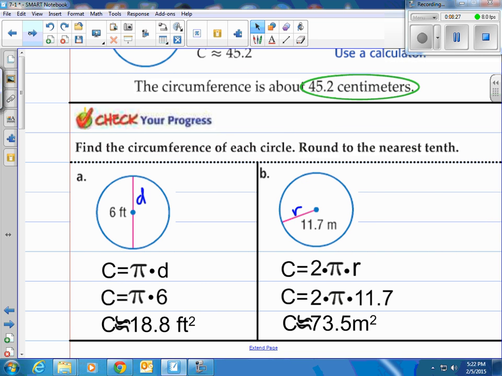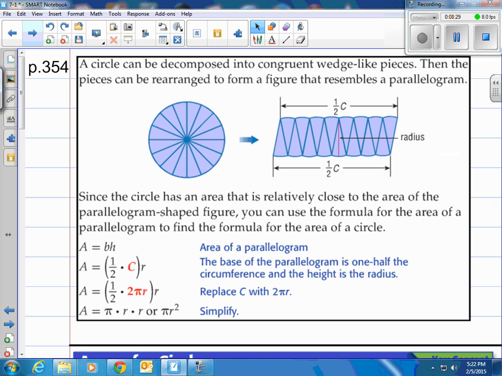All right. Next piece of information. This is going to be related to the parallelogram conversation we've had earlier. A circle can be decomposed, broken into congruent wedge-like pieces, and you can see the picture there. Then the pieces can be rearranged to form a figure that resembles a parallelogram.